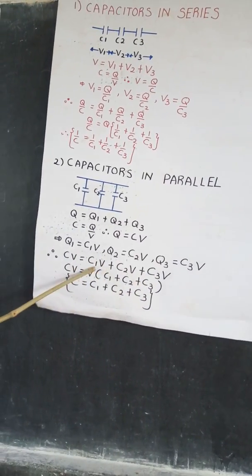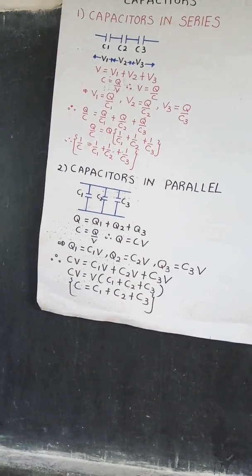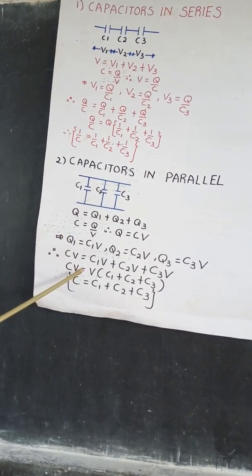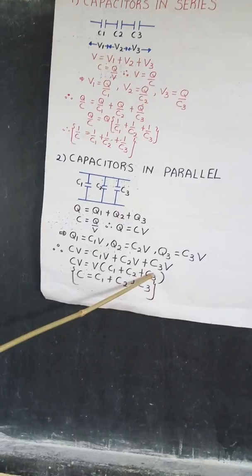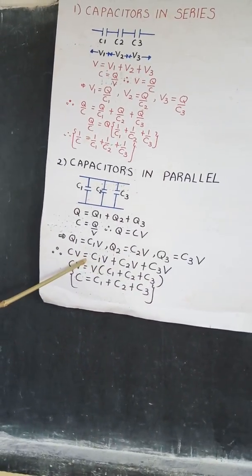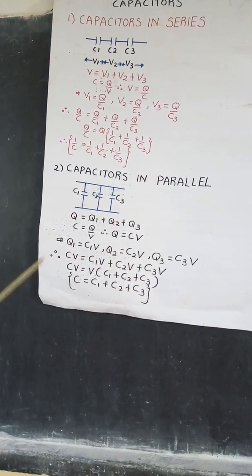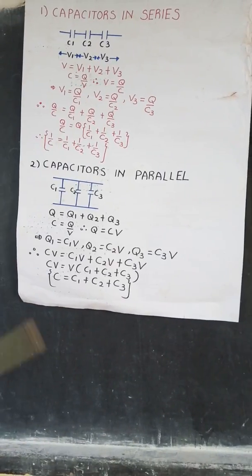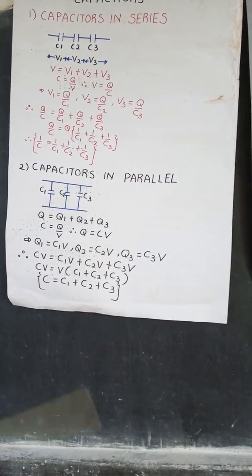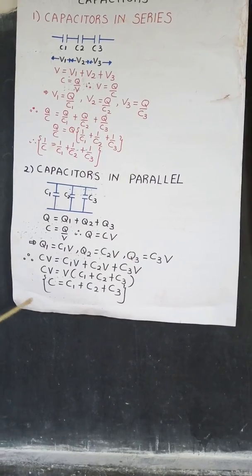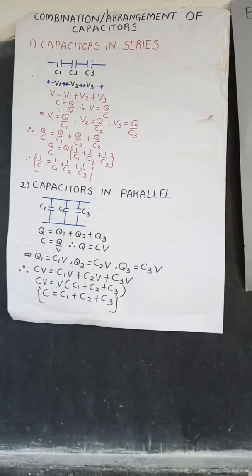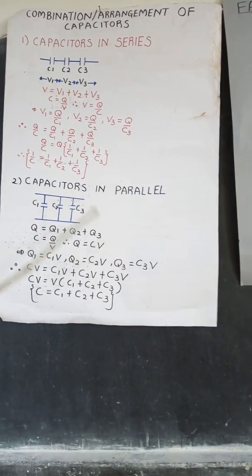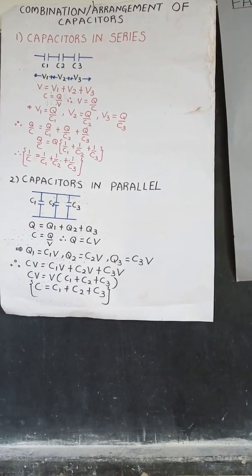This V appears in all terms, so we are going to eliminate it. V comes out of the brackets: C1 plus C2 plus C3. This V will cancel with this V, so we remain with C is equal to C1 plus C2 plus C3. This C is the equivalent capacitance or total capacitance. This is the formula used to find the total capacitance in a parallel combination.